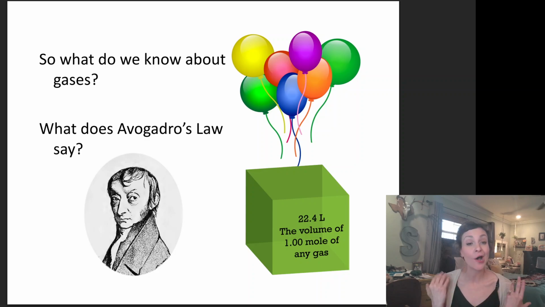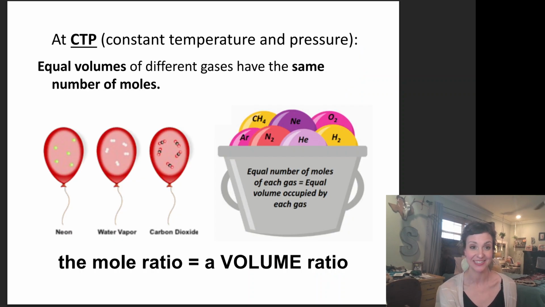So now that we've learned all about the behavior of gases and our gas laws, I want to zone in specifically on Avogadro's law. What does Avogadro's law say about gases? He said something very interesting. He says if I have equal volumes of different gases, they're going to have the same number of moles. But the condition where that is correct is if I am at constant temperature and pressure.